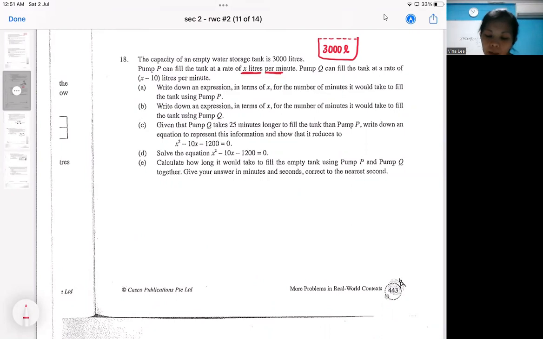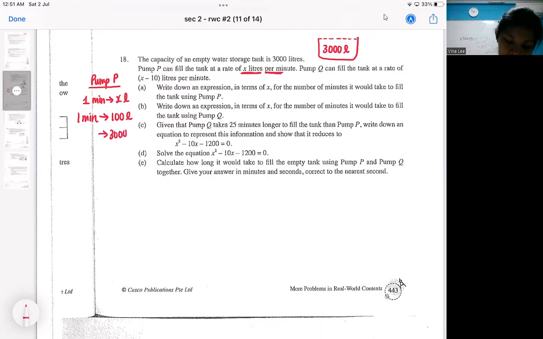And then pump P can fill the tank at the rate of X liters per minute. So again, you can think with a number. So 1 minute is X liters. Maybe you can think with a nicer number, like maybe in 1 minute it pumps in 100 liters. So think about X as 100. You use a number to help you think. So how long will it take for 3,000 liters?